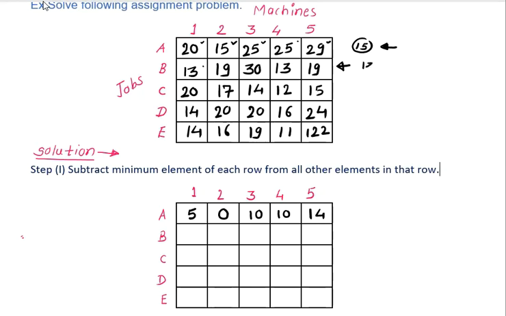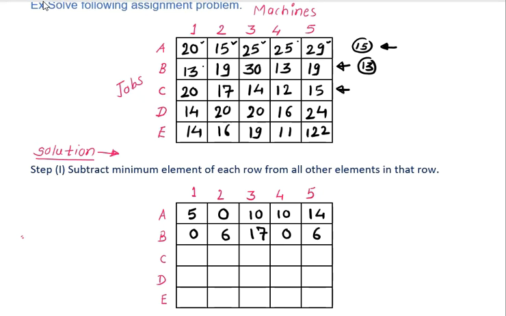So subtract 13 from all the entries in the second row. We get 13 minus 13, 0. 19 minus 13, 6. 30 minus 13, 17. Then 13 minus 13 is 0. 19 minus 13 is 6.